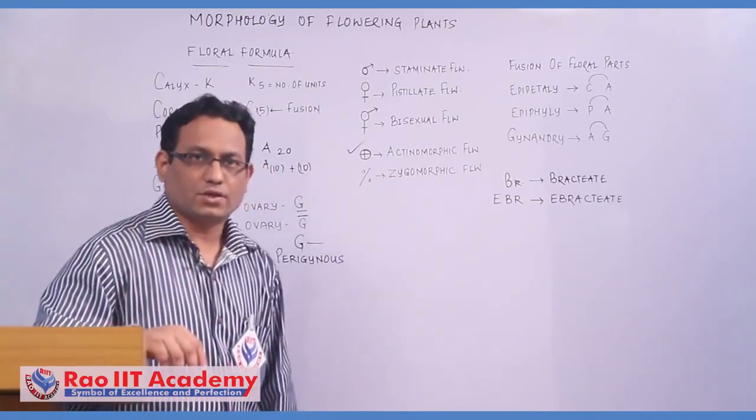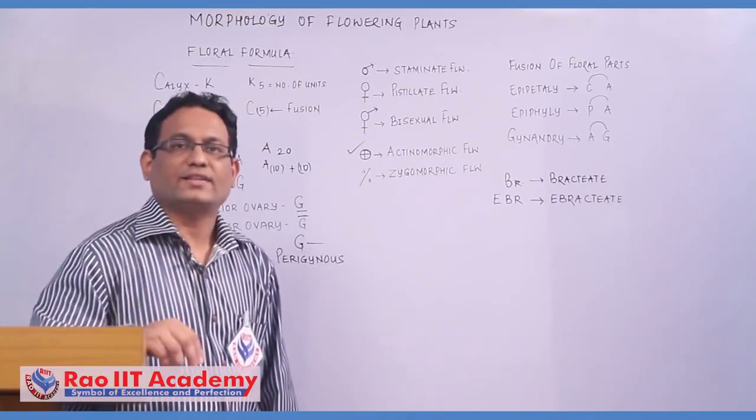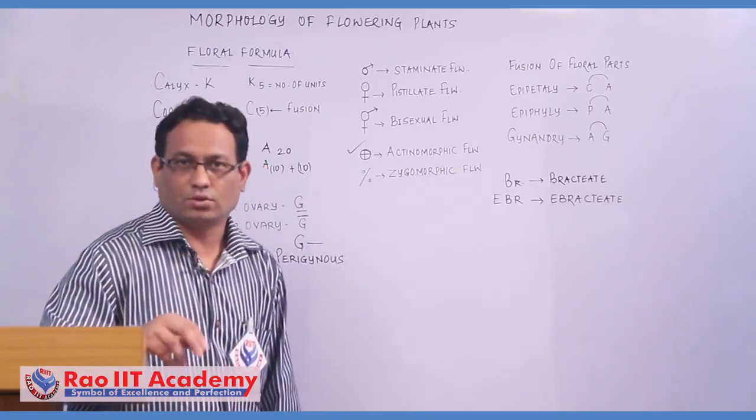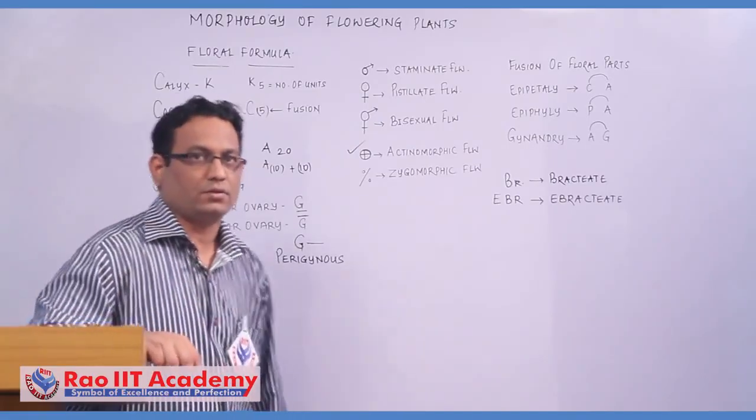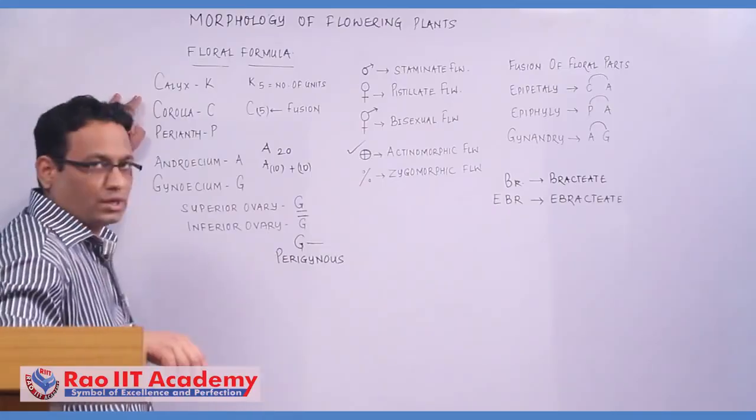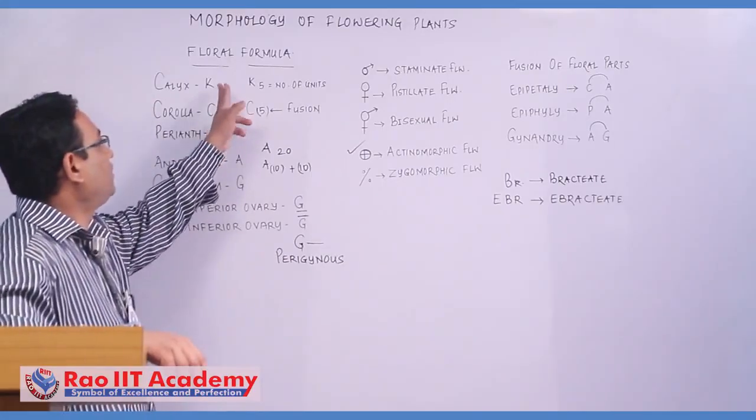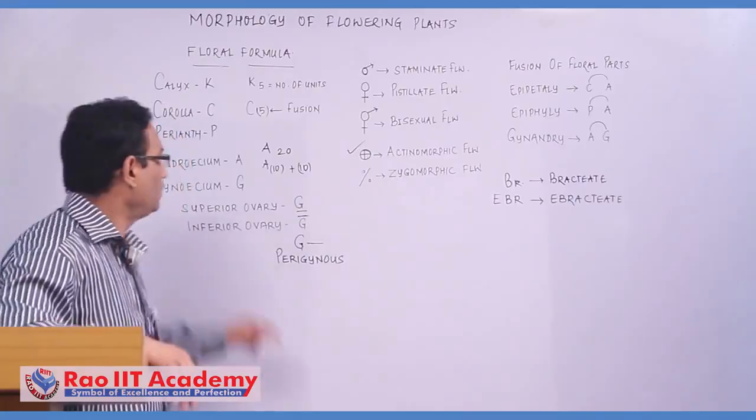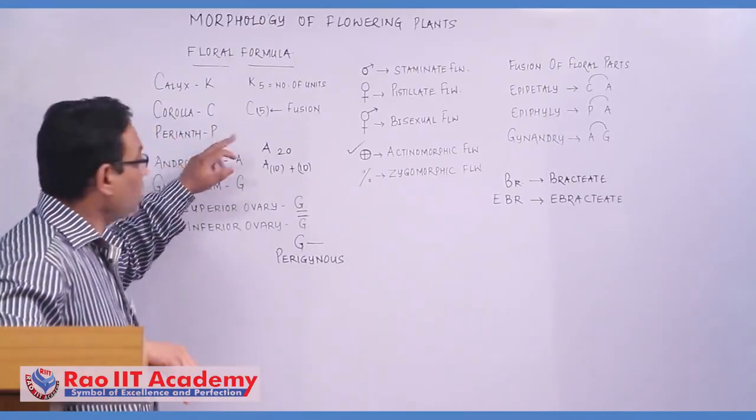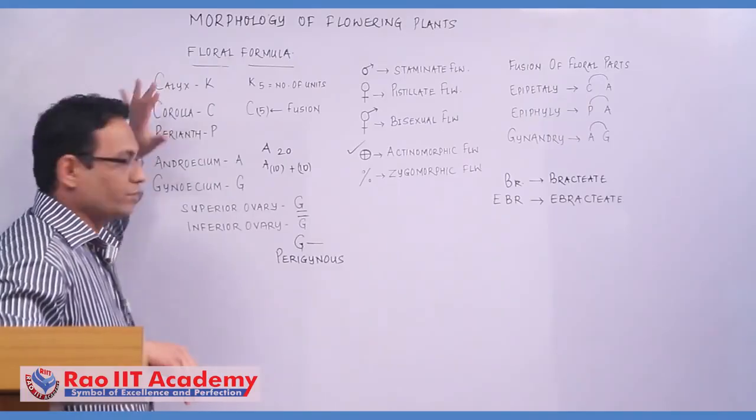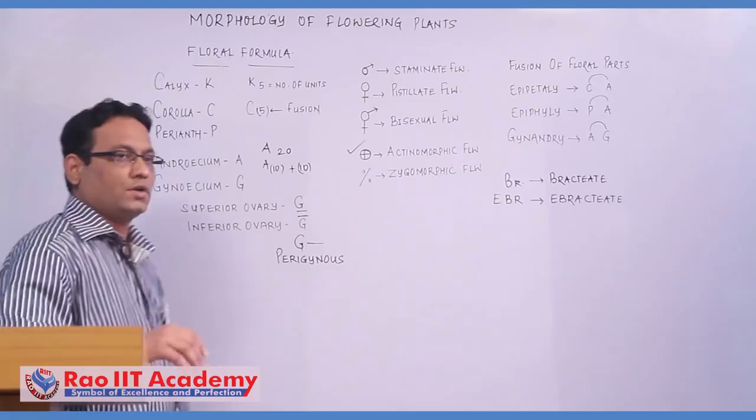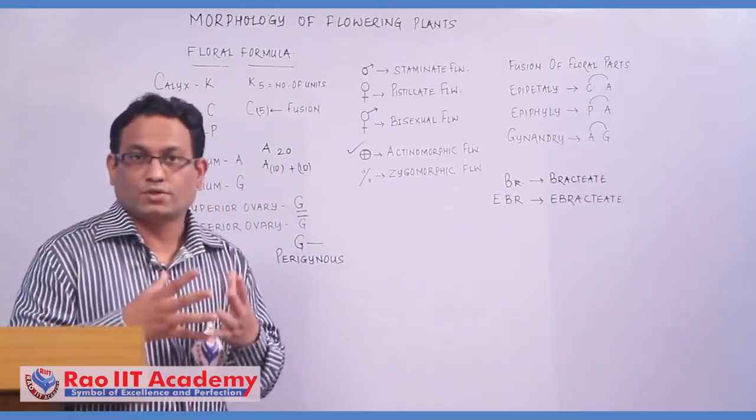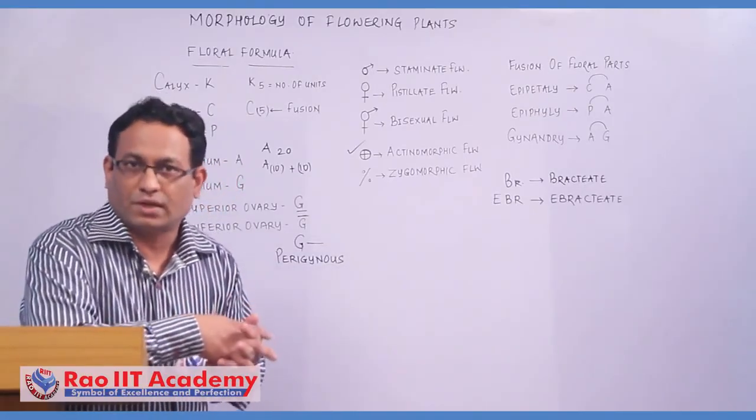To start off with the discussion on the flower, we have the accessory whorls or the non-essential whorls comprising the calyx, corolla and also the perianth. The calyx and the corolla are simply represented by capital K and capital C. The perianth is capital P. Now when we are studying these accessory whorls, the number of sepals, petals or tepals is going to vary in different species of plants.